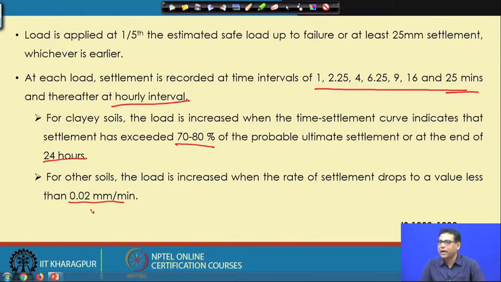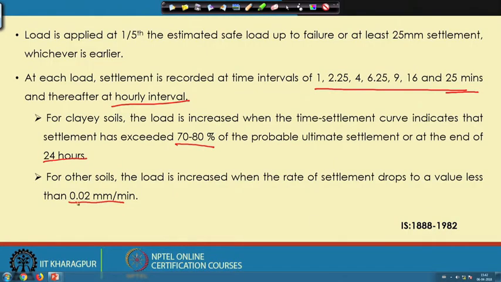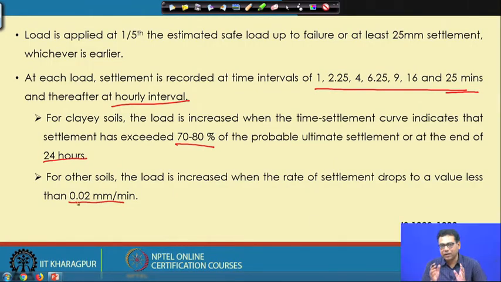This is for the clay. And for the sand, generally we follow that if the settlement rate is less than 0.02 millimeter per minute, then we apply the next increment of load. And in the clay, either 24 hours, or if it exceeds 70 to 80% of the probable ultimate settlement. The probable ultimate settlement you will calculate by the available theoretical expressions for immediate and consolidation settlement.